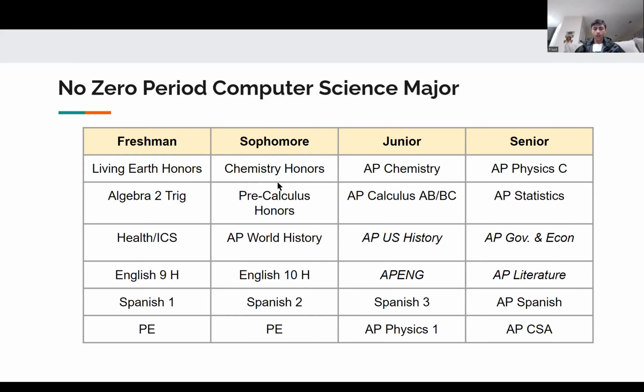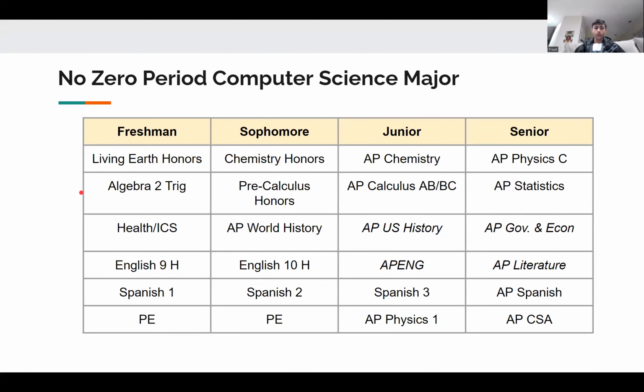For example, you start off with accelerated math. You take your health, so you cover your health requirement. You have Spanish 1. You take your PE. Then you go into your sophomore year. You take Chem honors, AP World History, English 10 honors, and pre-calc, algebra 2 trig, which is pre-calc honors.